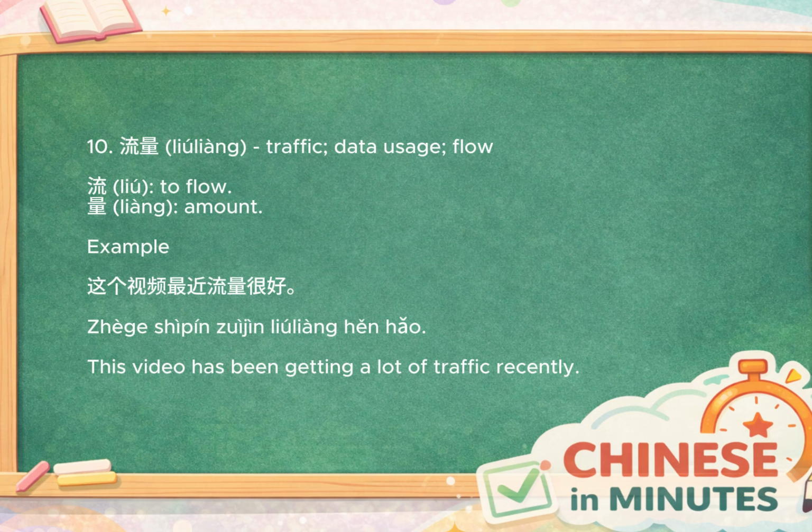As you can see, even though these 10 words describe very different things, they all share the same core idea. The character 量 always tells us that we're talking about something that can be measured, whether it's quantity, strength, weight, capacity, sound, electricity, or even online traffic. Once you recognize that pattern, learning new Chinese vocabulary becomes much easier.